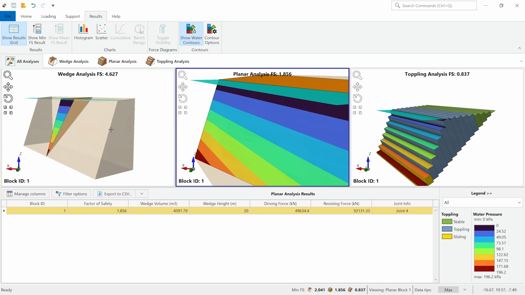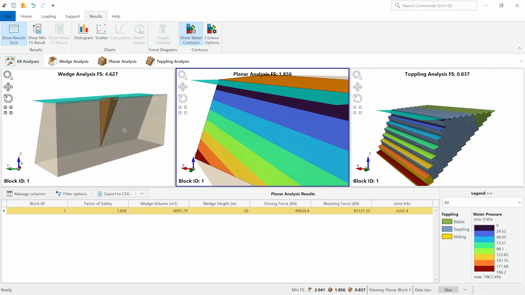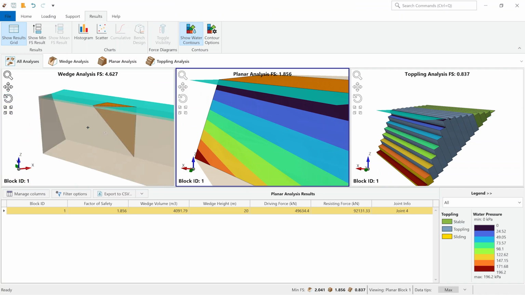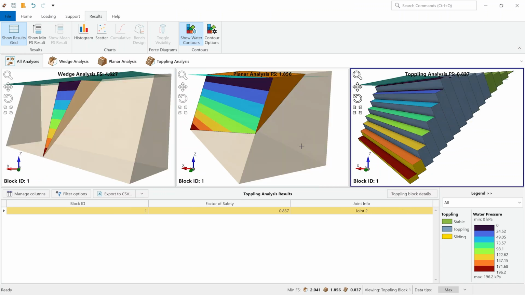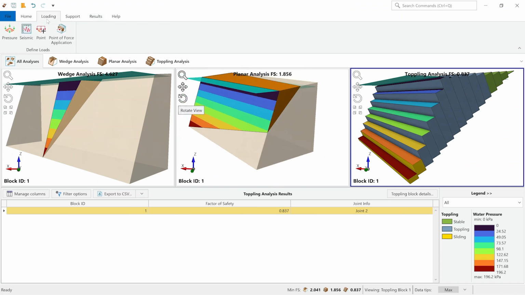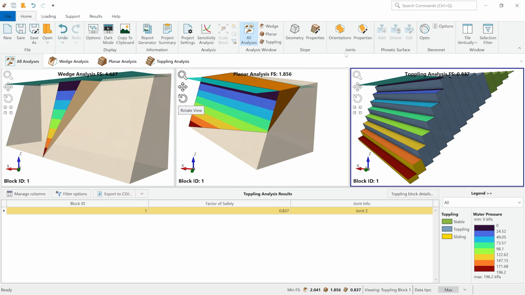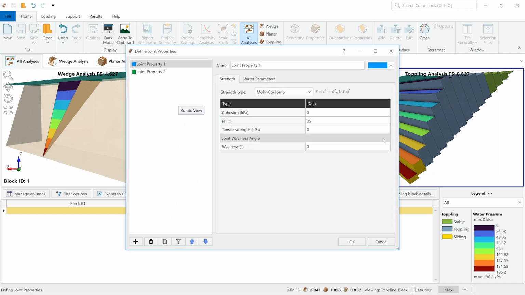In order to model water infiltration and see the impact of water pressure on the joints, we need to define a groundwater method. Let us define a groundwater method and see how water infiltration is impacting our dam abutment model. In order to model groundwater in our joints, we go to joint properties.